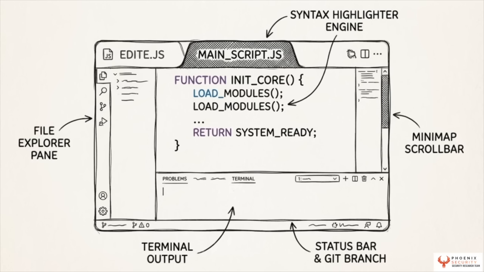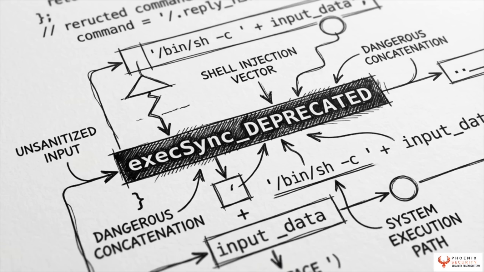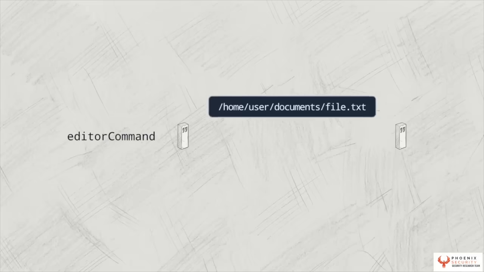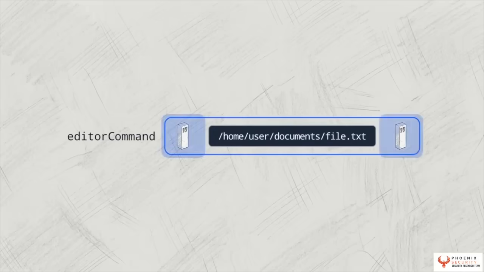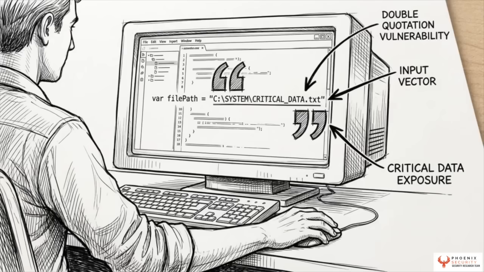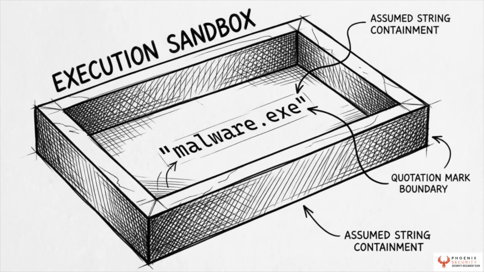The second vulnerability exists within promptEditor.ts, the utility responsible for launching external text editors. The code uses a function named execSync, deprecated, to construct a shell command. It takes the target file path and interpolates it directly inside a set of double quotes. Wrapping a variable in double quotes is a common technique developers use, believing it acts as a sandbox that forces the system to treat the contents as a literal string.